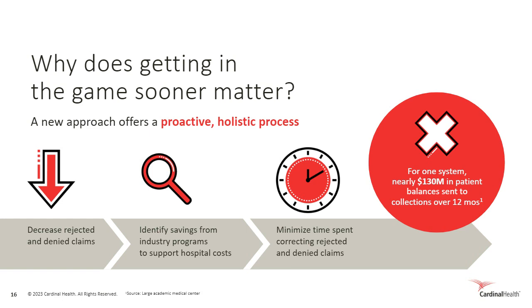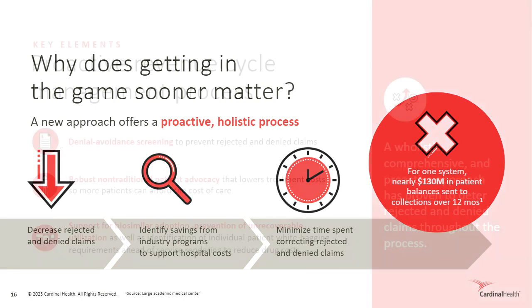But on a separate note, if you notice in the upper right-hand corner, for one system, nearly $130 million in patient balance was sent to collections in a 12-month period. Even if a fraction of that could have been brought in through best practice advocacy, what would that have meant for the P&L, for the bottom line of that facility? That could have potentially been huge. Laura, I'll turn it over to you.